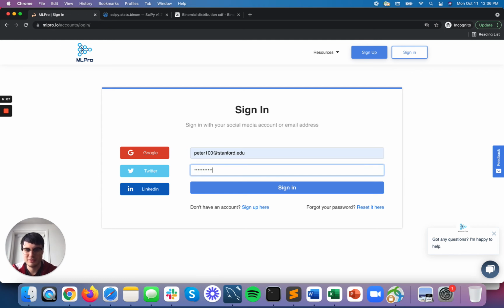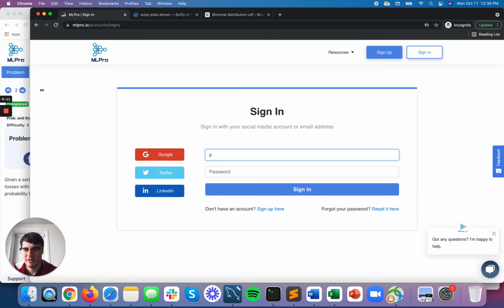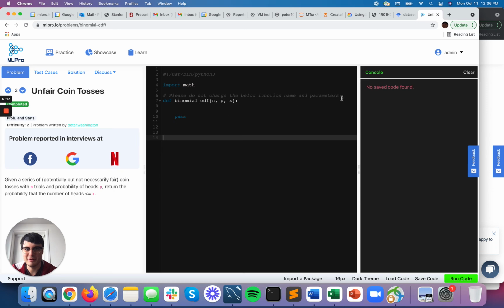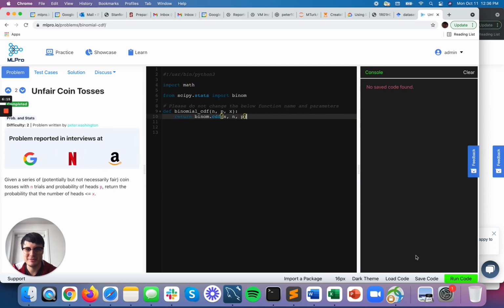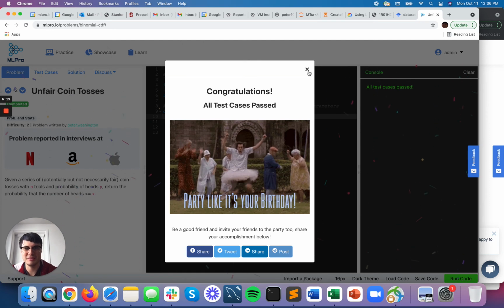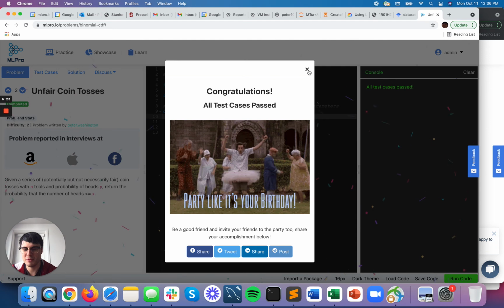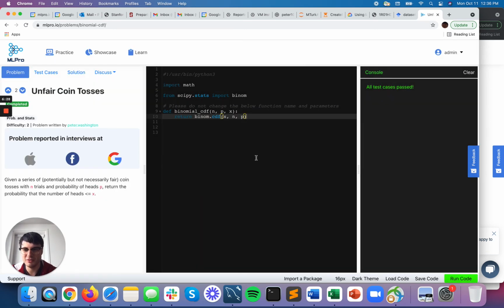So, okay, I'll go ahead and go here and run it on this other version where I am signed in, and yay, all the test cases passed. So that is the binomial distribution for you, and in particular the cumulative distribution of the binomial distribution.